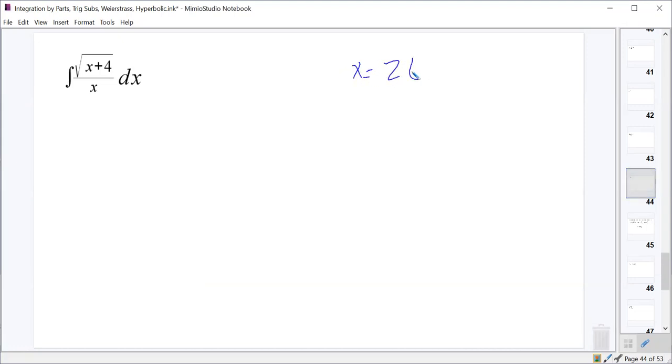Or I think 4 tangent squared theta, because it would be. That'll probably be better. 4 tangent squared theta would make more sense. All right, that's a reasonable thing for us to think about trying. So yeah, it's not a bad idea. So x is 4 tangent squared theta. Let's see what happens. Dx will be what?